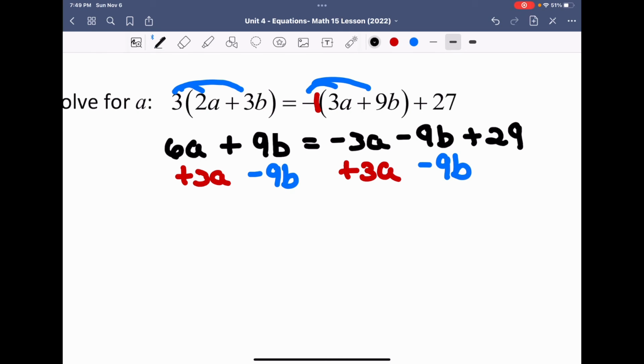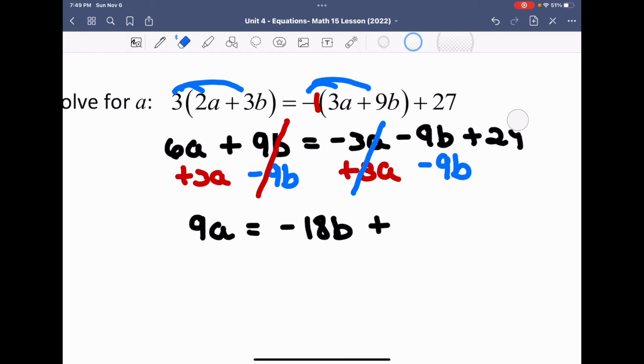So when I do all of the following operations, it's going to cancel the a's on the right, cancel the b's on the left, and my new statement is 9a is equal to -9b minus 9b is -18b, and then plus, this should be a 27 on the end here. So we'll correct that, 27.